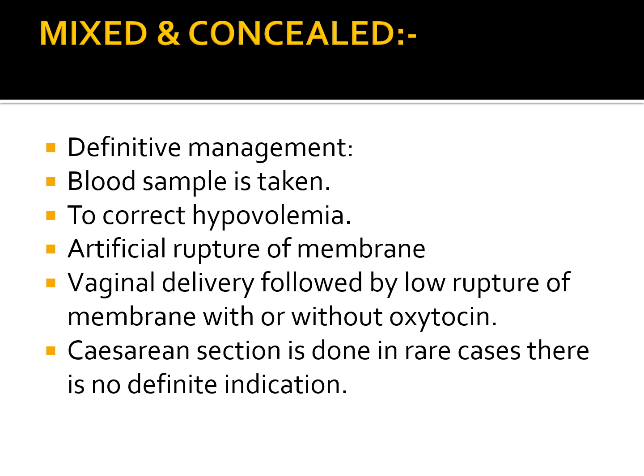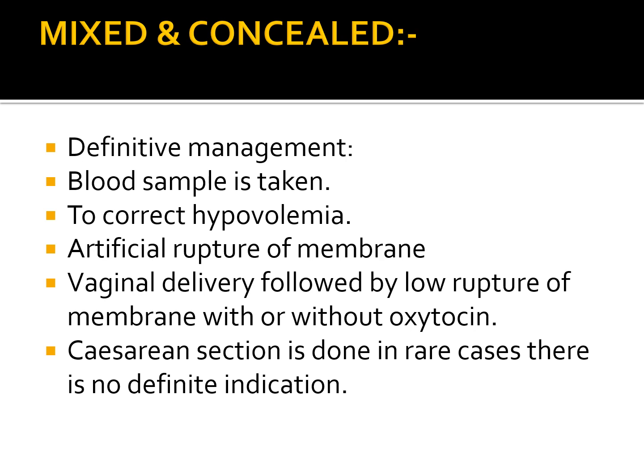The second thing is to correct the hypovolemia to stabilize the patient. Next is to do artificial rupture of membrane and conduct vaginal delivery, followed by low rupture of membrane with or without oxytocin. Cesarean section is done in rare cases.